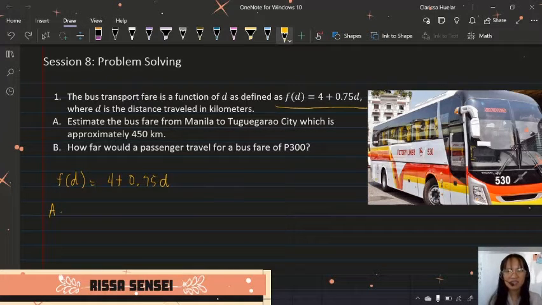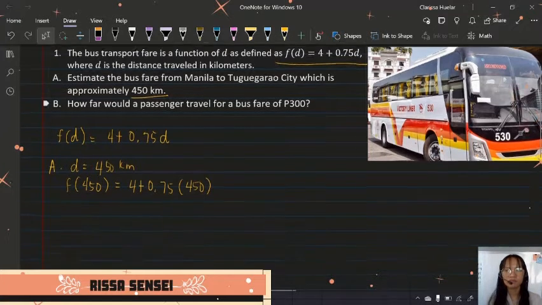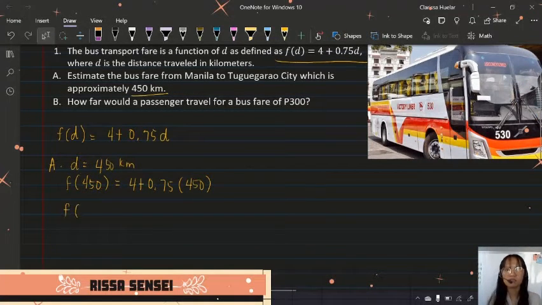Okay, so since the distance for letter A, from Manila to Tuguegarao, is 450 kilometers, all you have to do is to substitute. D is 450 kilometers, so just substitute 450 to the distance, so 4 plus 0.75 times 450. Then let's just simplify. Napakadali lang nito.